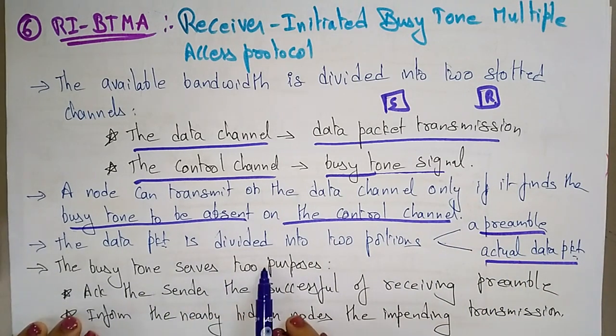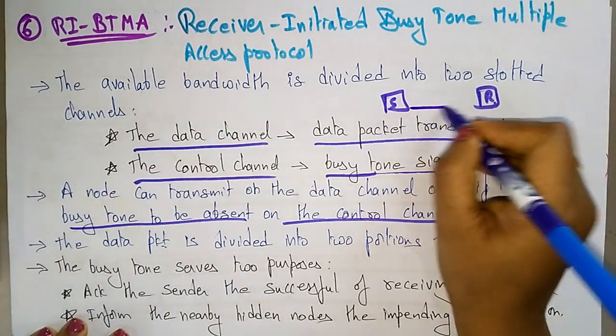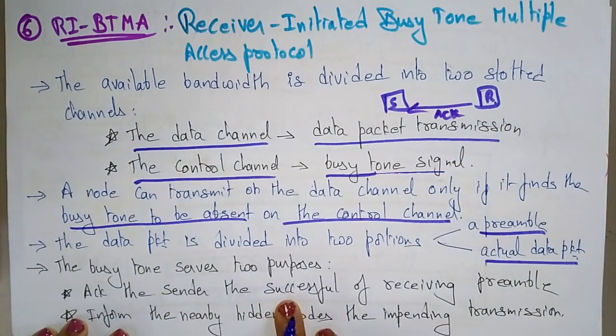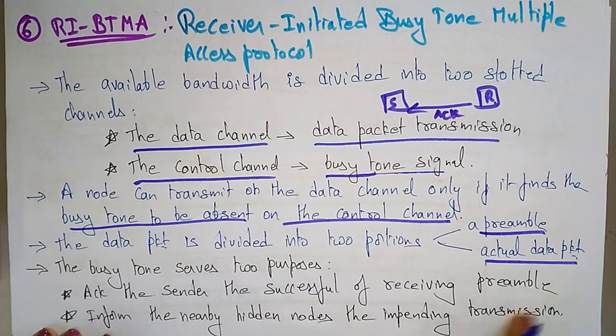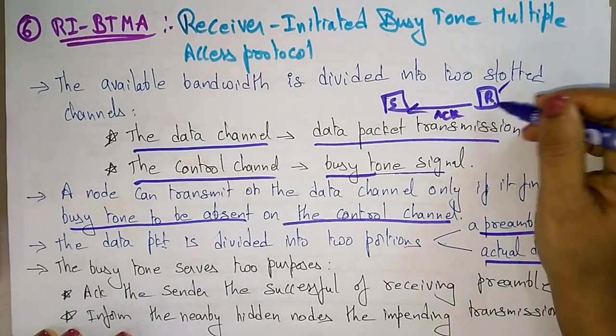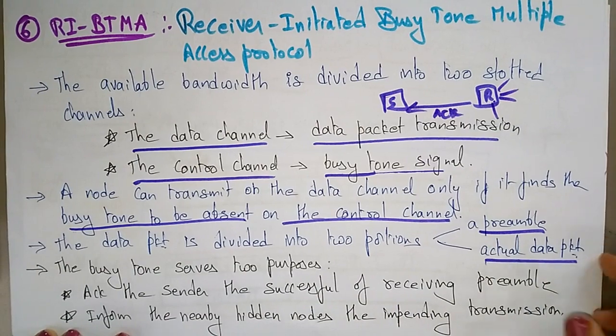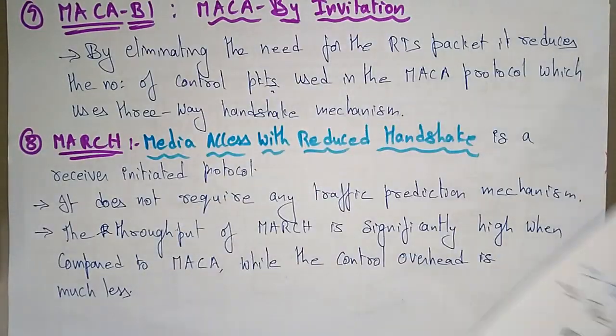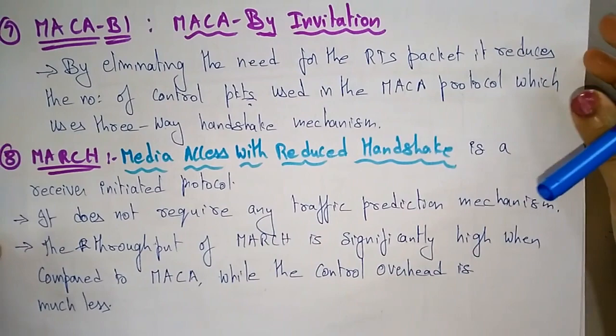The busy tone serves two purposes here. One is to acknowledge the sender the successful receipt of the preamble, and the other is to inform the nearby hidden nodes of the impending transmission. So it also informs the nearby nodes. This is RIBTMA. The next protocol is MACA-BI.